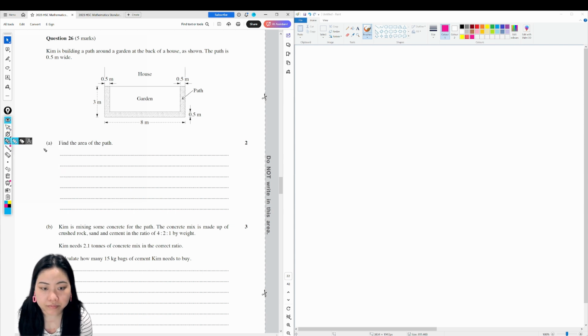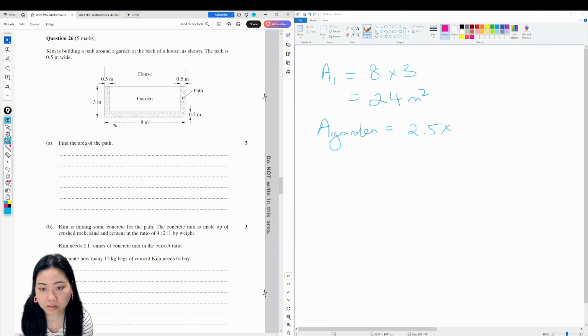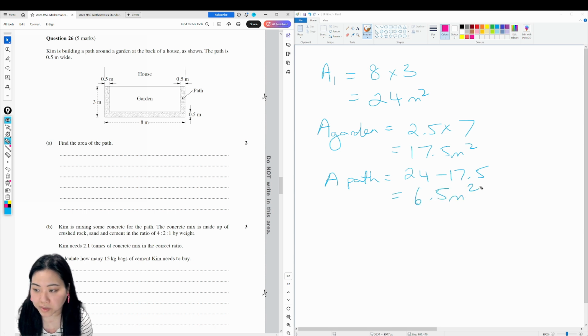Okay. I'm going to start with the area of the whole garden. Area of, I'm just going to call it A1. And I'm going to do the entire area, which is 8 by 3, 24 square meters. Then I'm going to do the area of the garden, which is going to be 2.5 times 7. That is 17.5 square meters. Therefore, the area of the path is 24 minus 17.5, 6.5 square meters.